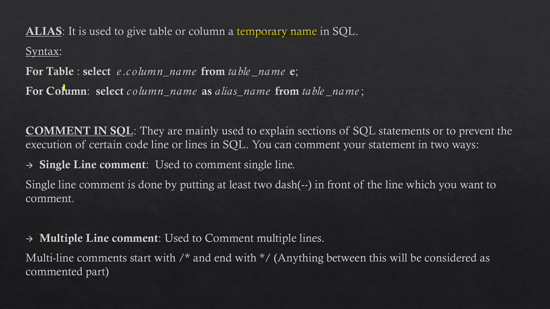So for a table, we have the syntax: select column name from table name E. I have defined E as an alias for this particular table, which means I can refer to this table as E also in this particular query. Similarly, for a column, we have select column name as alias name. Here we are using as, and whatever I define as the alias name, I can refer to that alias for this particular column in this table.